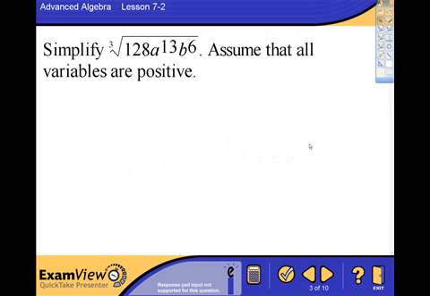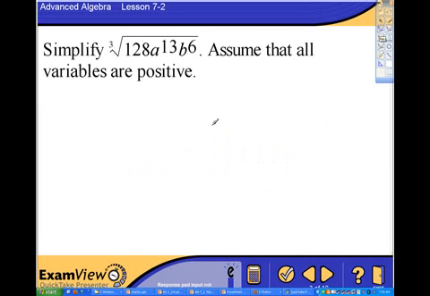All right, here we are again. Simplify the cube root of 128a to the 13th, b to the 6th. Assume that all variables are positive. Let's see, cube root, a perfect cube that goes into 128. I'm thinking 64. Cube root of 64 is 4.